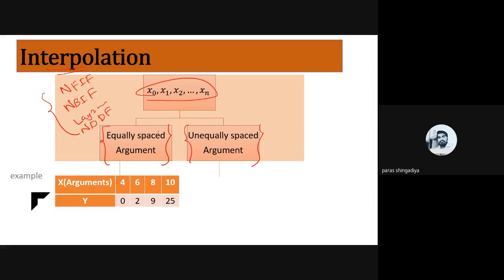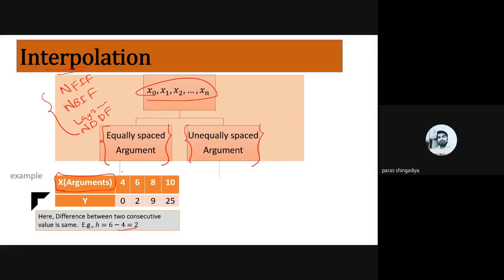of equally spaced argument? Here one table is given; just take the first row only. The x argument is in the form of 4, 6, 8, 10, 12, and so on. So what does it mean? This is called equally spaced argument. The difference between two consecutive values is the same here. 6 minus 4, 8 minus 6, 10 minus 8, 12 minus 10. This is the same here. The difference is 2. So this data is called equally spaced data.